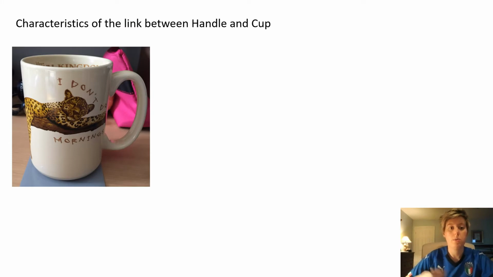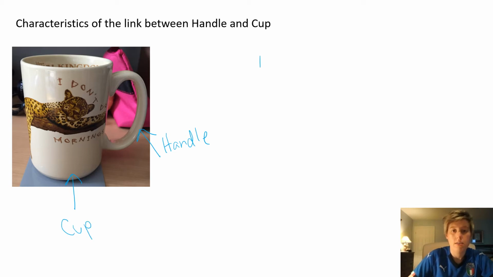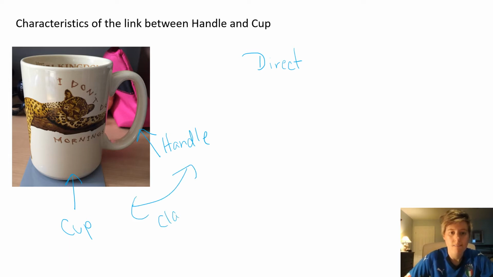Our first is, as I said, between the handle and the cup. Our handle is this component right here. That's the handle. And our cup is this right here. First and foremost, our link is direct, for the sole fact that the cup and the handle are both made out of clay. It's a porcelain, it's a clay cup. So you have clay, they're molded together and they're basically set into place.